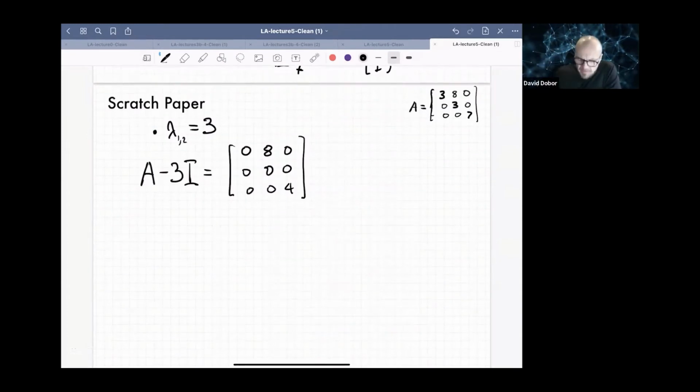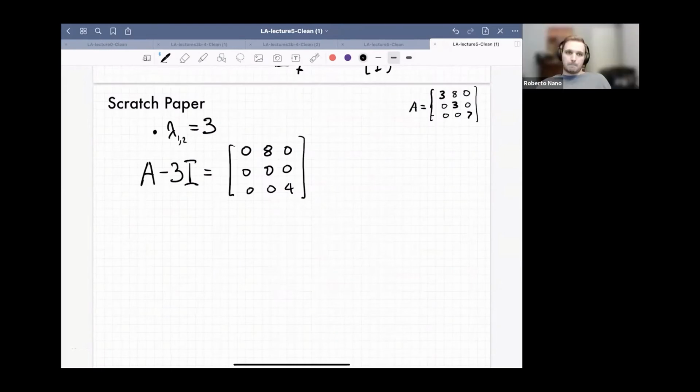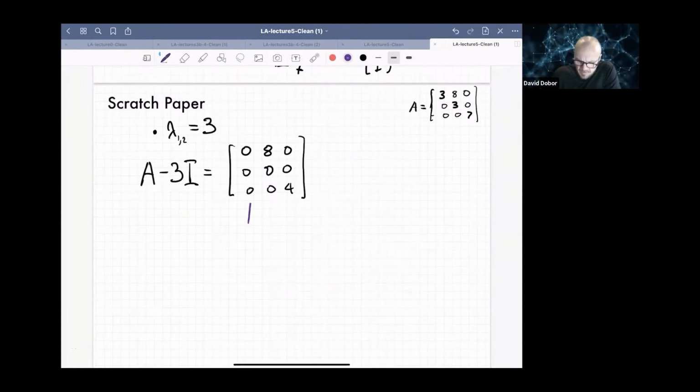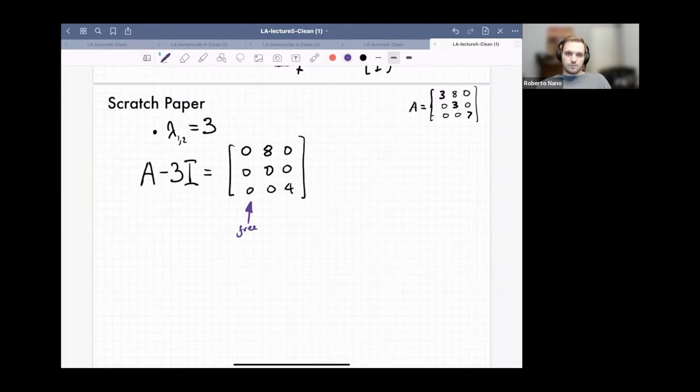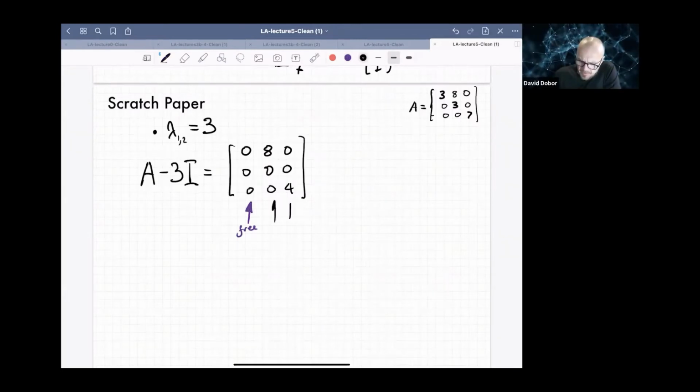So what are the pivots? What are the free variables? Free is the x1. So x1 is free, and those are the pivots. I have 2 pivots and 1 free. So the null space associated with this root, the repeated root.